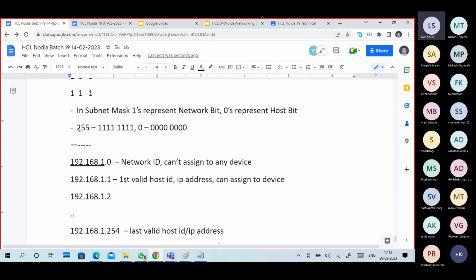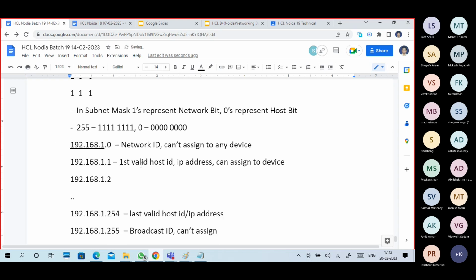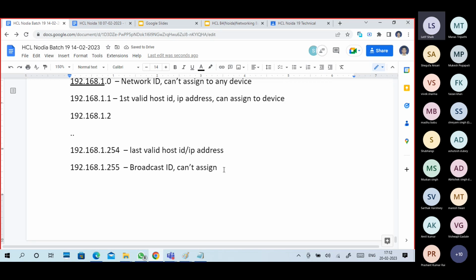Need one more space. Not getting. Oh, I'm getting.